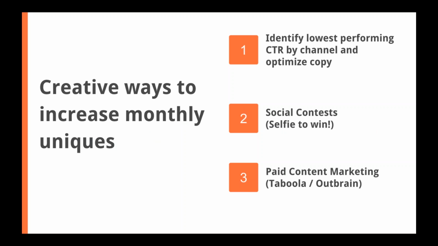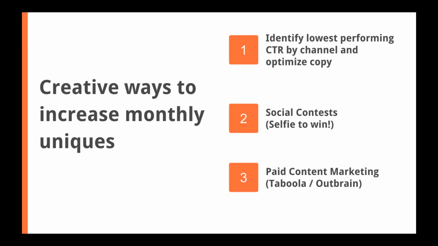The first one is, like we were just talking about, identify those lowest performing click-through rate channels and then start to optimize your copy, optimize your title tags if we're talking about SEO, optimize your subject lines if we're talking about email, and then you can really start to drive up that click-through rate. Another really creative one that we've seen is tackling social contests, so doing things like a selfie to win contest or a share to win contest that creates a little bit of virality around the contest is another great way to drive up that monthly unique number.